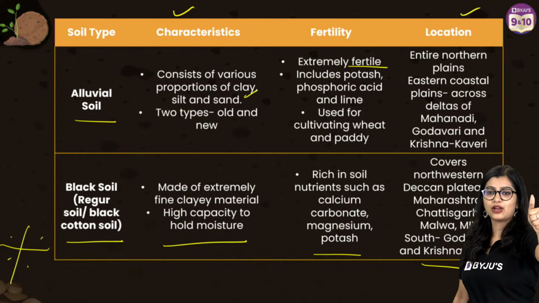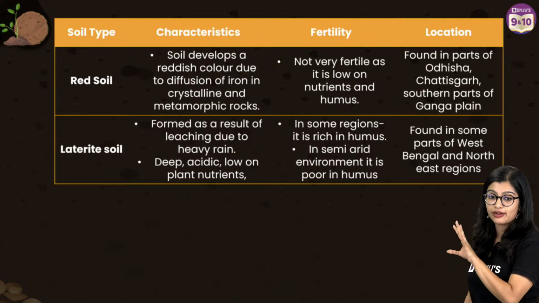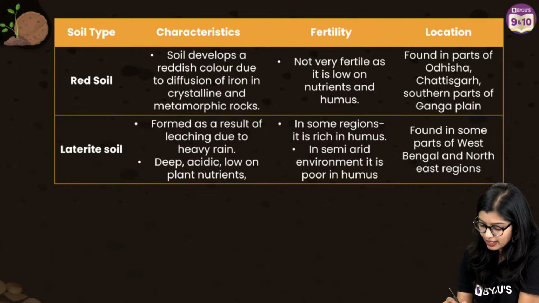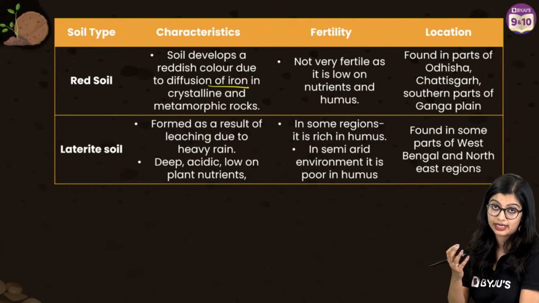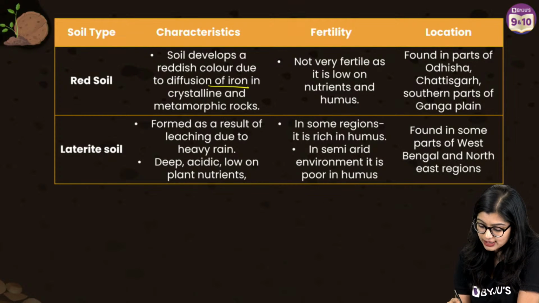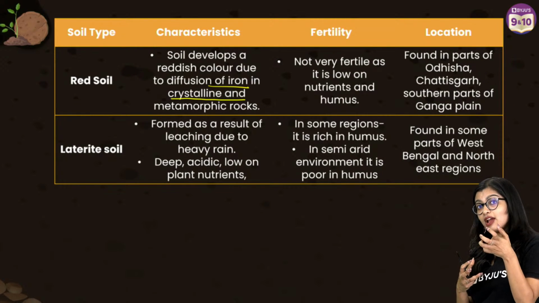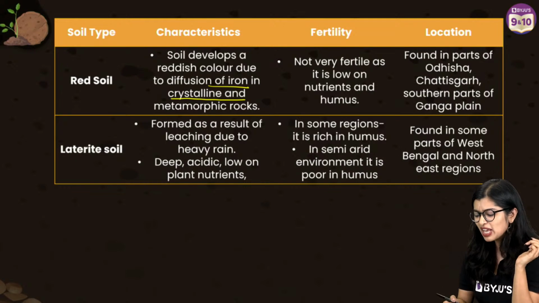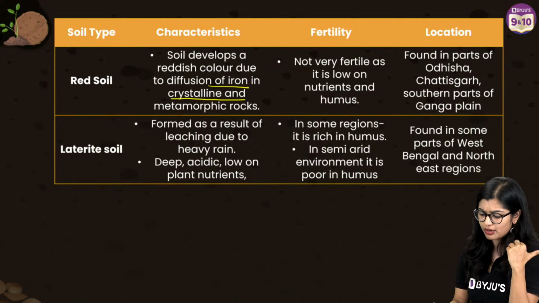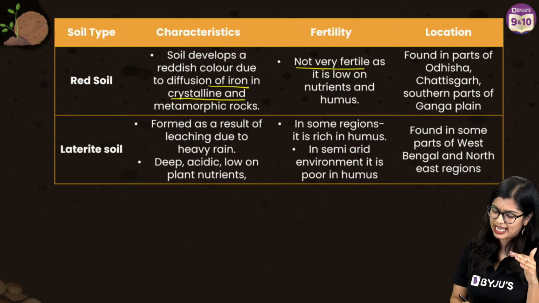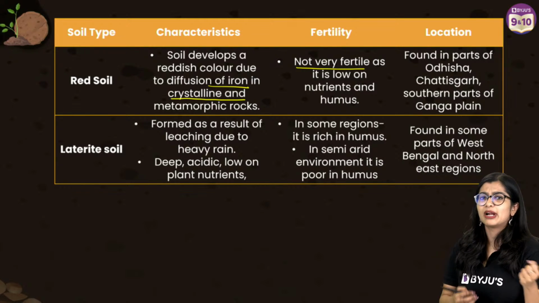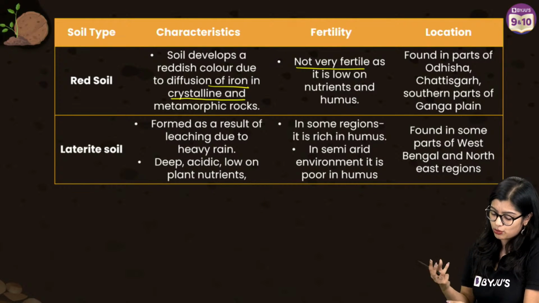Good. Very good. Quickly moving on to recall red soil or yellow soil. We know that red soil is formed because of a lot of iron content which is present, and that it is formed by the weathering of igneous and metamorphic rocks. We know that it's not very fertile because it is relatively low on nutrients and humus, but on modifying we will be able to cultivate.